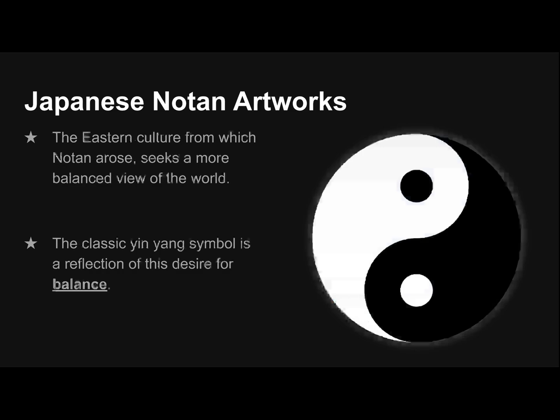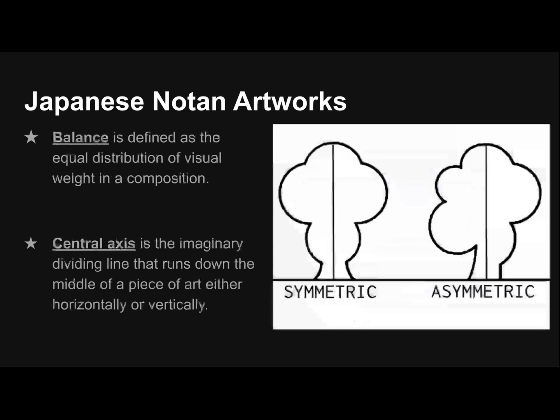So the Eastern culture from which notan arose seeks a more balanced view of the world. The classic yin-yang symbol is a reflection of this desire for balance. So notice that there are equal parts of black and white, or positive and negative space, in the yin-yang. Balance is defined as the equal distribution of visual weight in a composition or in an artwork.